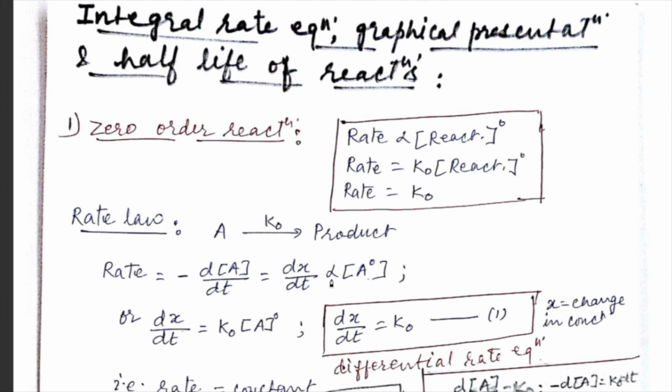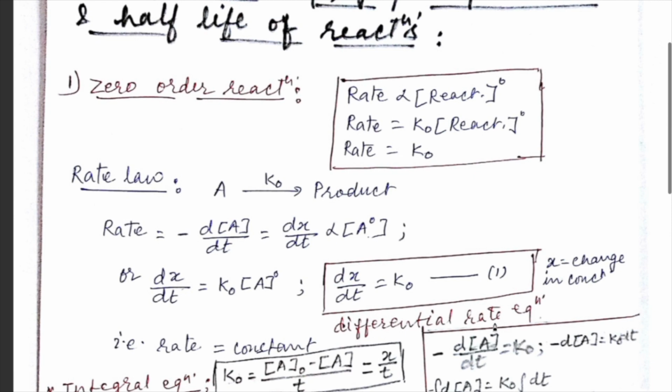Now by replacing the proportionality sign with an equals to sign, we have to put some constant. Here this K naught is known as the proportionality constant for zero order reaction. As A naught is 1, dx over dt is equal to K naught. This is known as the differential rate equation for zero order reaction.